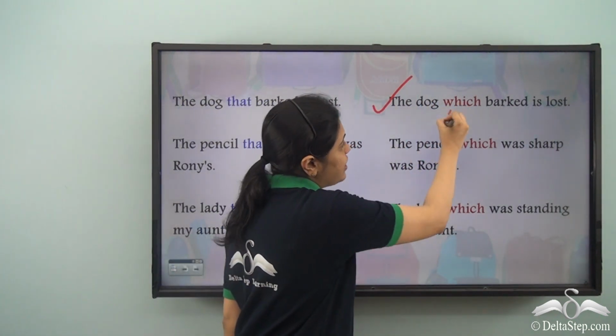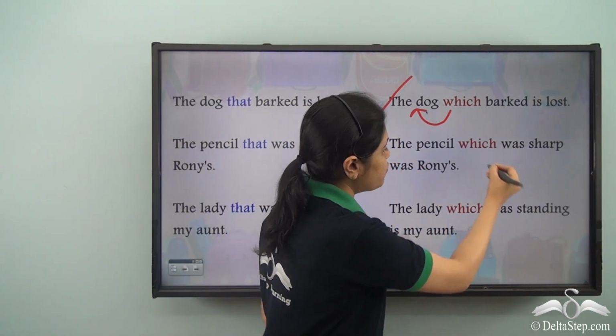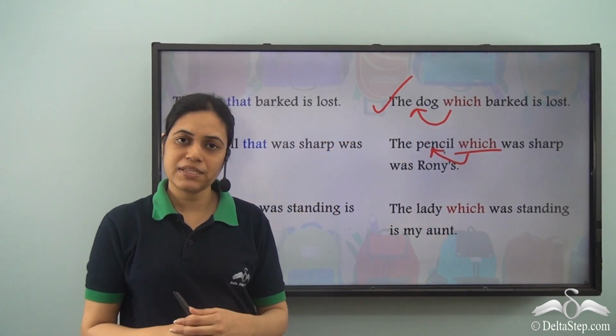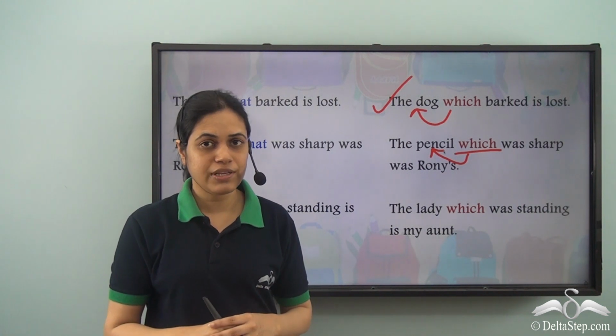So which can refer to animals. The pencil which was sharp was Ronnie's. So which refers to the pencil. This is also correct. Which can refer to non-living things.